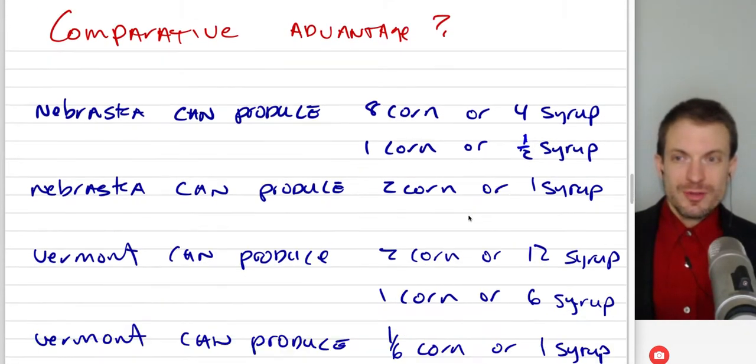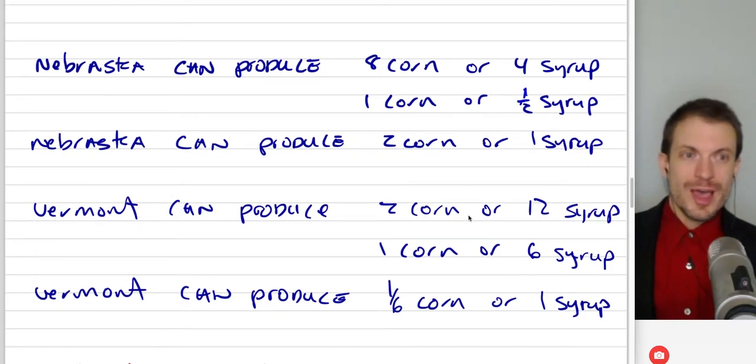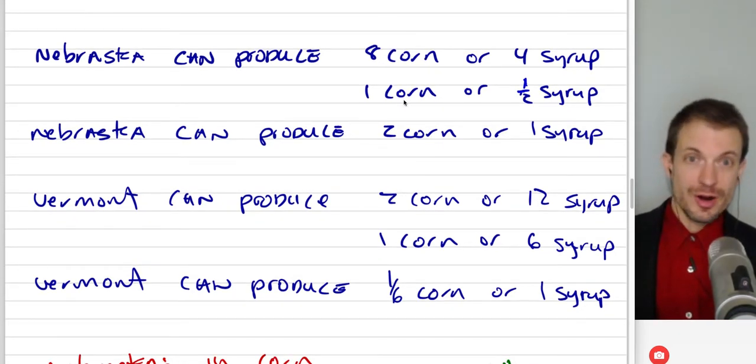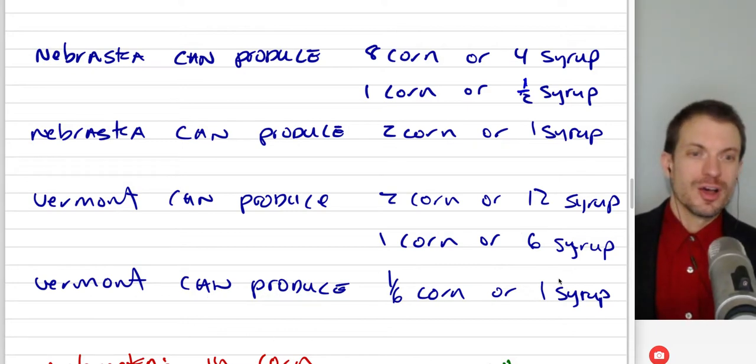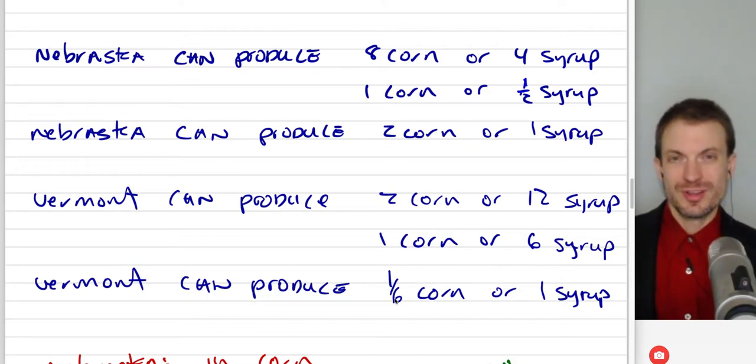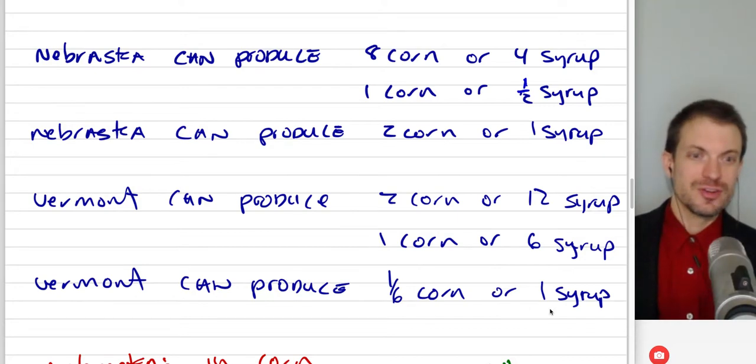So for comparative advantage, we're trying to determine who has the lowest opportunity cost of producing each good. So here are the opportunity costs. Nebraska's opportunity cost of 1 corn is 1/2 syrup. Vermont's opportunity cost of 1 corn is 6 syrup. Nebraska has a comparative advantage in corn. Nebraska's opportunity cost of producing 1 syrup is 2 corn. Vermont's opportunity cost of producing 1 syrup is 1/6 corn. So Vermont has the comparative advantage in syrup.